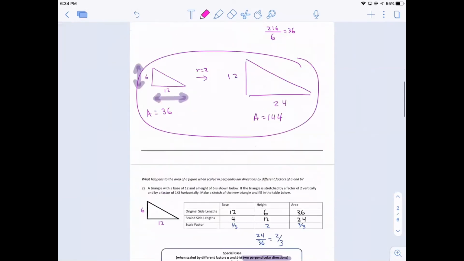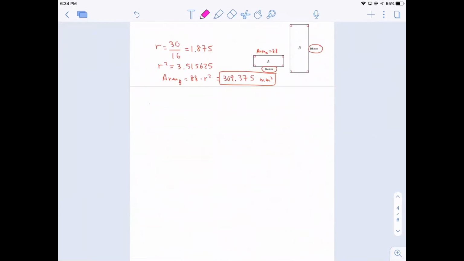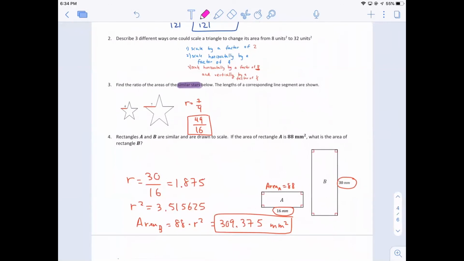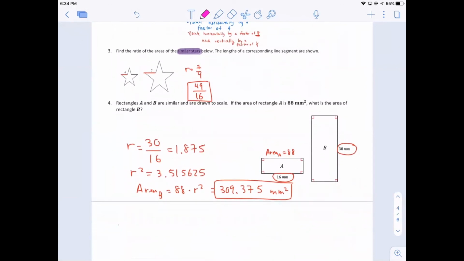So that's it. That's the scaling principle for area. There's going to be some trig review questions on the homework. Any questions, just send me a message or an email.